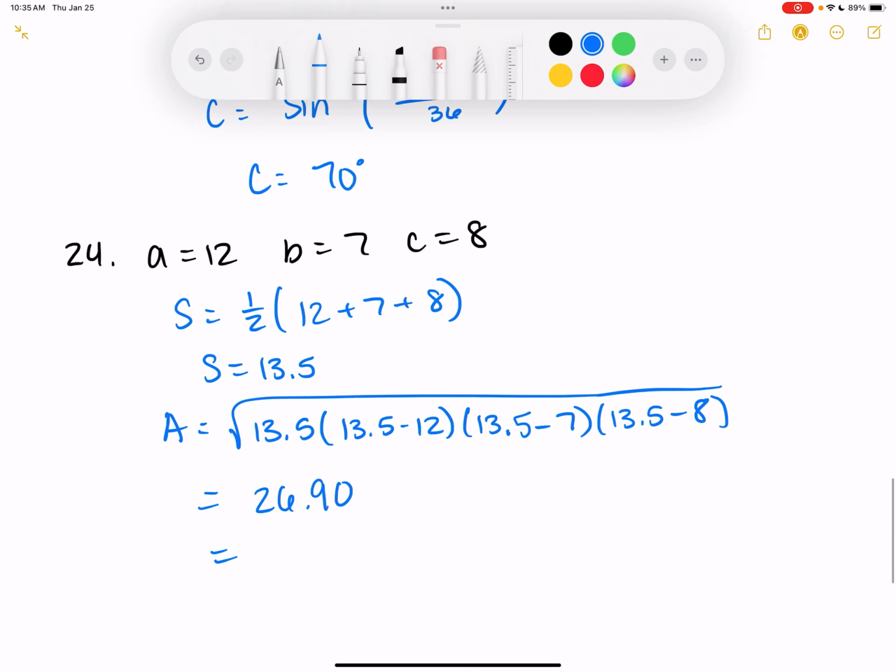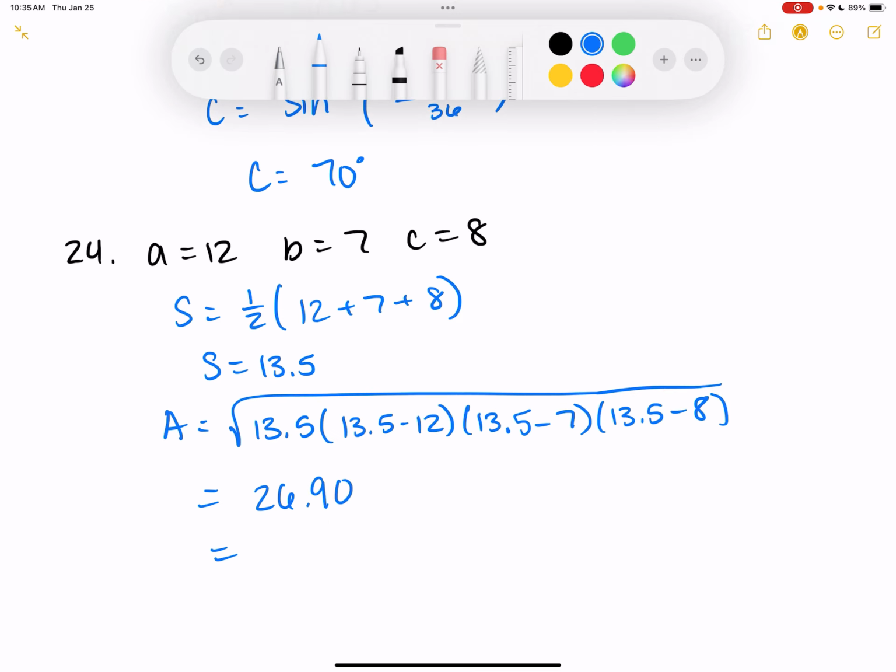If you go out to a decimal place, that's fine. But if you just want to round to the nearest whole number, that's also fine.